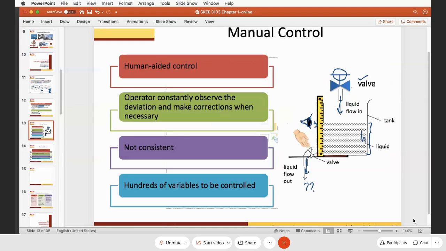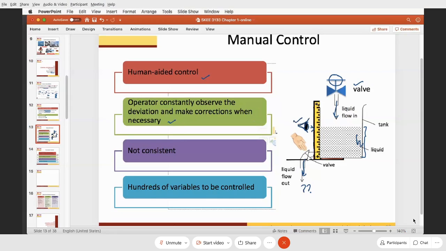So we maintain the level at H high. So manual control, if you check, is human aid control, the operator constantly observes deviation and makes correction when necessary, by the human, by the operator. So this is the operator, you here. Not consistent. You must focus. So maybe not consistent, the water may be increased, maybe lower than the set point. So the result will be not consistent.